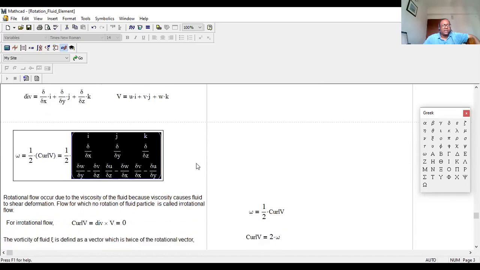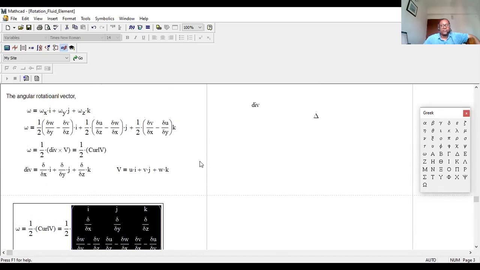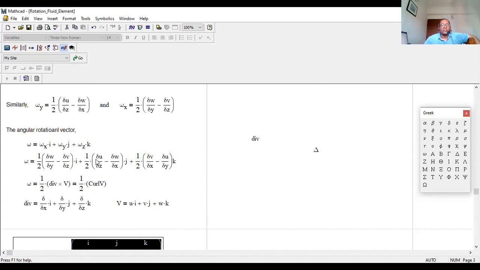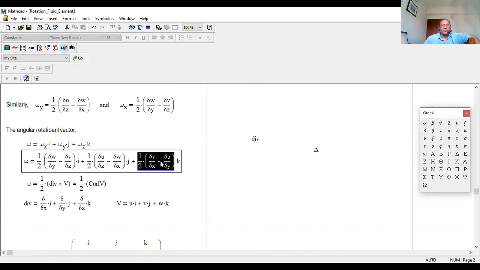Now, if there is no rotation along z-axis, then what will happen? This term will be 0. That means the fluid element, this is omega z, right? The fluid element rotates along x-axis and y-axis. If this one is 0, that means omega y is 0. The rotation will happen along x-axis and z-axis. If all of them are 0, then there will be no rotation in the fluid element. Okay.